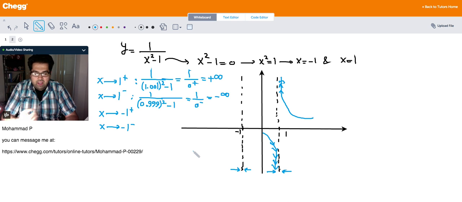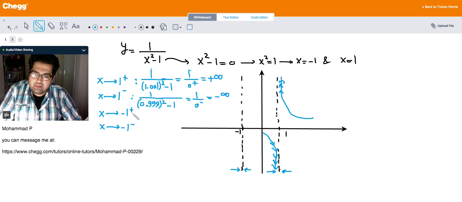So when we are finding the vertical asymptotes, we are finding the x coordinates of the vertical lines that the function goes up or down very close to. You can do the same thing for negative 1 from the right and left, and you would get some result, either positive infinity or negative infinity.